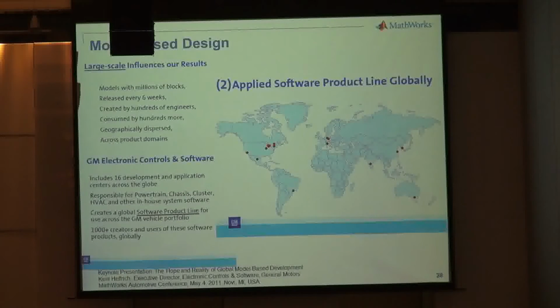GM used model-based design to do automatic code generation, and they released their production software every 6 weeks. And this model was created by hundreds and hundreds of engineers around the world, in 16 different locations. So they were very, very successful with the complete model-based design flow. So the question is, if GM could do it, why not the rest of us? Right? So that was model-based design.